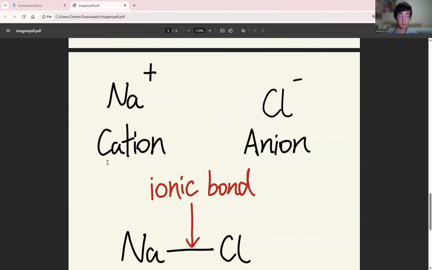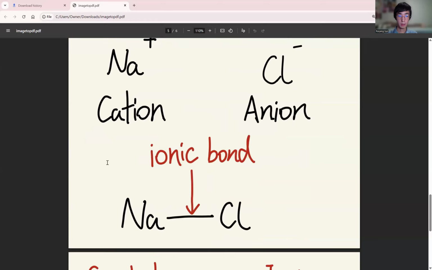For example, sodium chloride is made of the cation sodium and the anion chloride. The sodium gives up an electron and the chlorine takes it. This is because opposite charges attract. They stick to each other. The attraction process is called ionic bonding. You can think of this as similar to magnets, where the positive and negative sides pull toward each other.